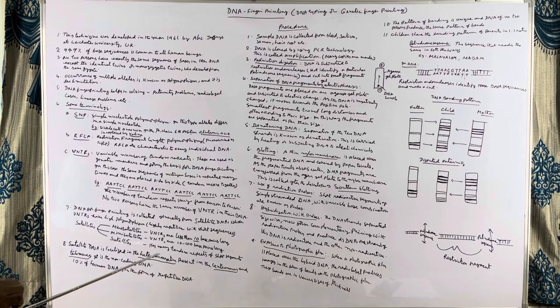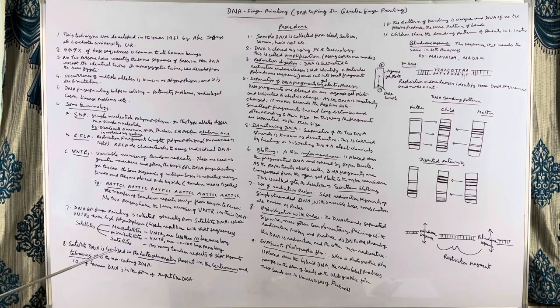In the minisatellites, each segment has 10 to 100 base pairs. That means each fragment, this is one fragment, this is one fragment, like this. Each one has 10 to 100 base pairs. In satellites, there are many tandem repeats, but the segments are short. So in this way, DNA is collected from satellites.